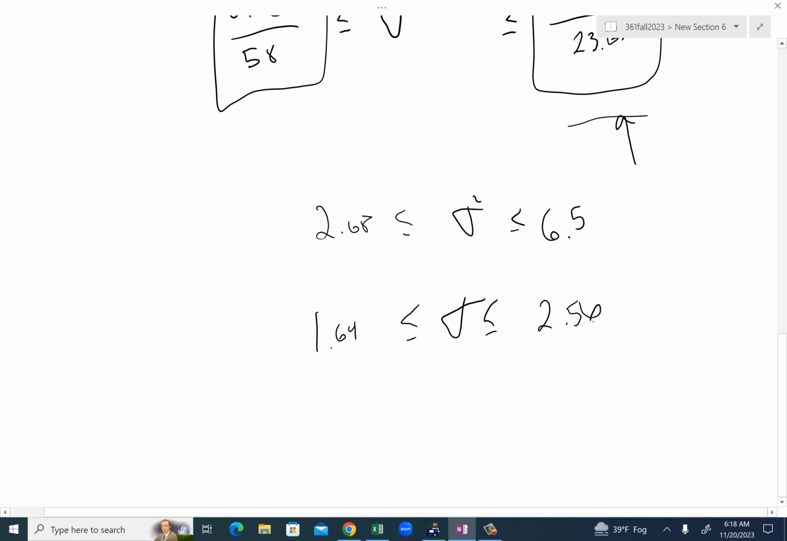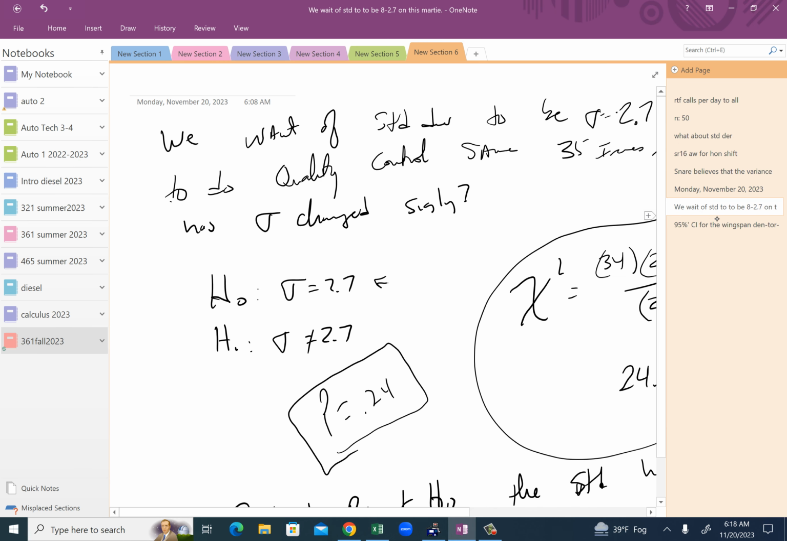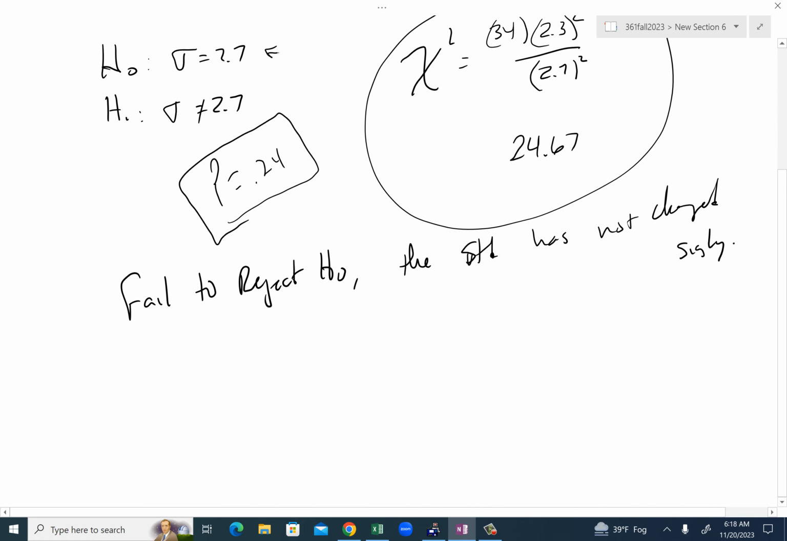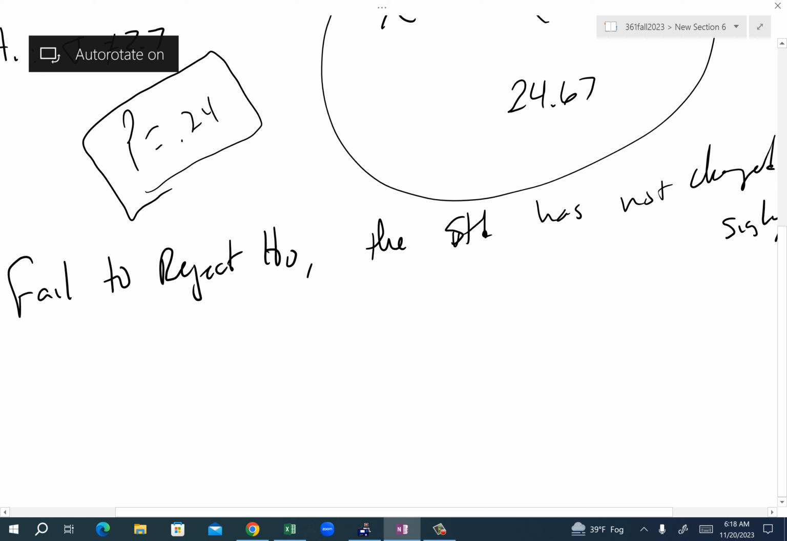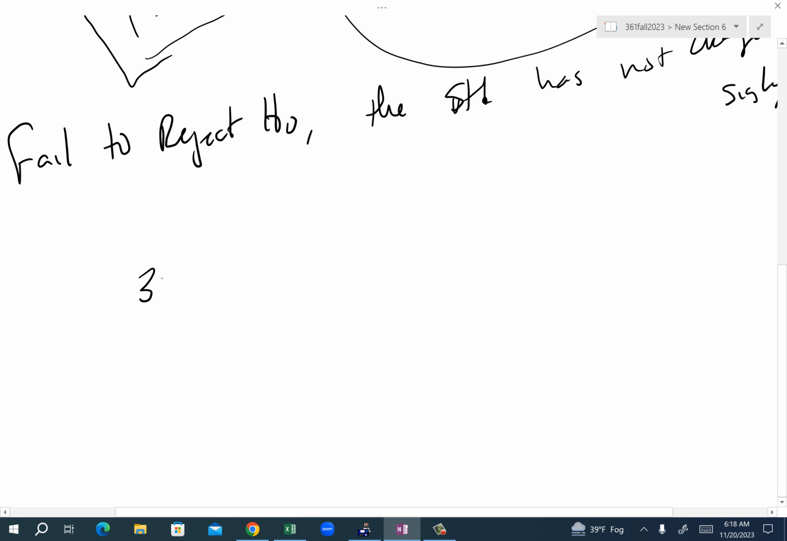Jay, on the previous problem, instead of doing a two-tailed test, could we have done a confidence interval? That's a great question, bud. Let's find out. Yes, I know the answer. It's going to be like this: 34 times 2.3 squared. This is a two-tailed test, so it works for this one. It will not work on a one-tail. Never works on a one-tail. But feel free to use it on an upper tail if it makes you happy.